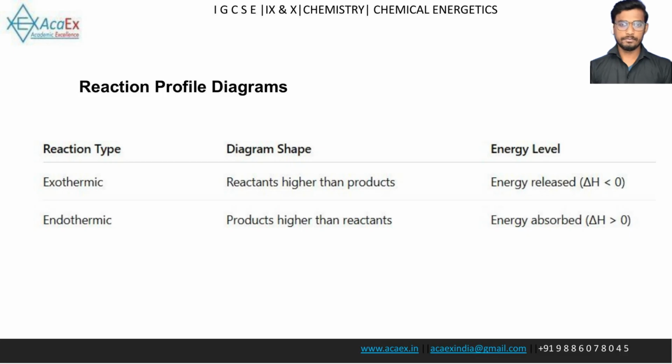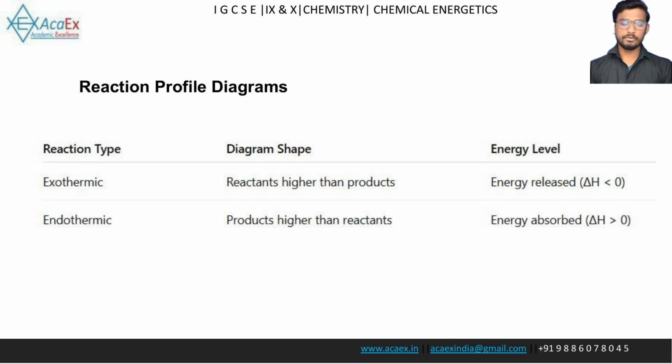Reaction profile diagrams. This table describes the shapes of reaction profile diagrams for different reaction types. For an exothermic reaction, the energy level of the reactants is higher than the products, showing that energy is released. The change in enthalpy, delta H, is less than zero.